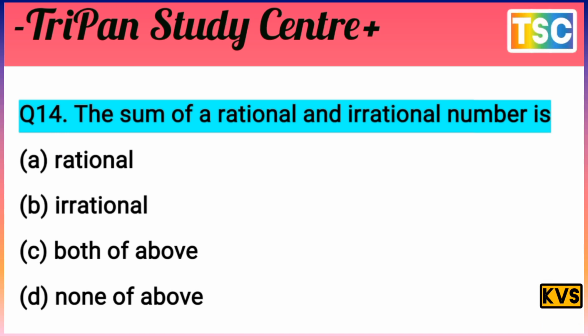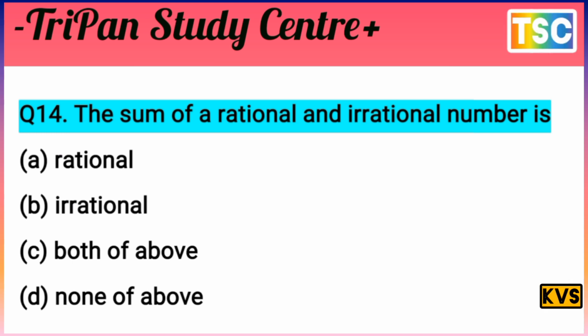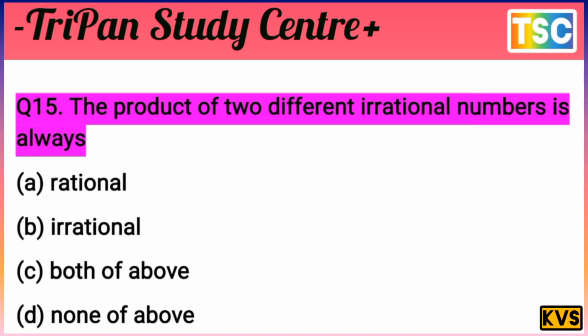Do you understand the question? The sum of a rational and an irrational number is: A, rational number; B, irrational number; C, both of above; D, none of the above. The correct option is B, irrational number. That's important. The next question arrives here.